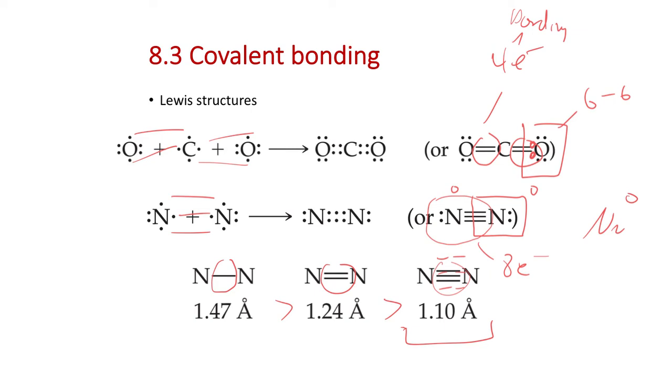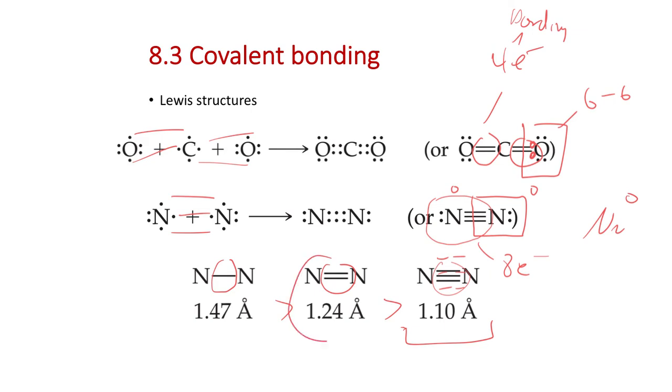How are we able to find there's only one line, 2 lines, 3 lines in an N2? Oh, good question.